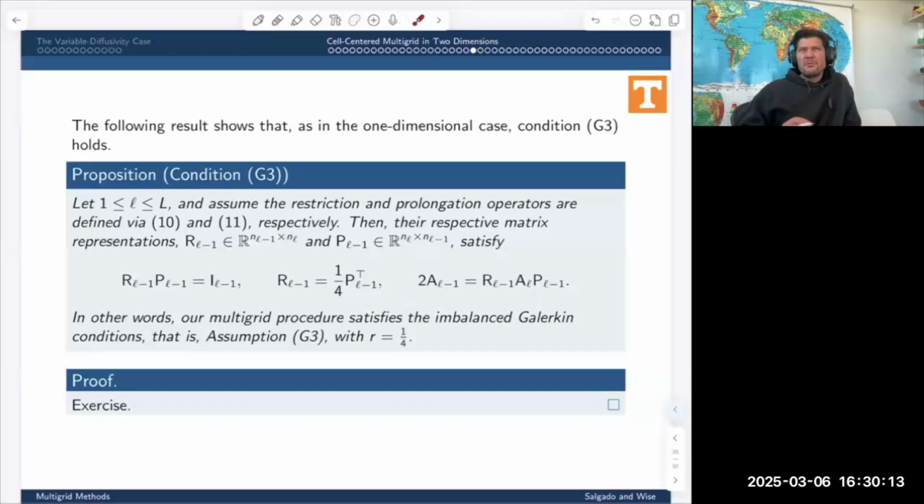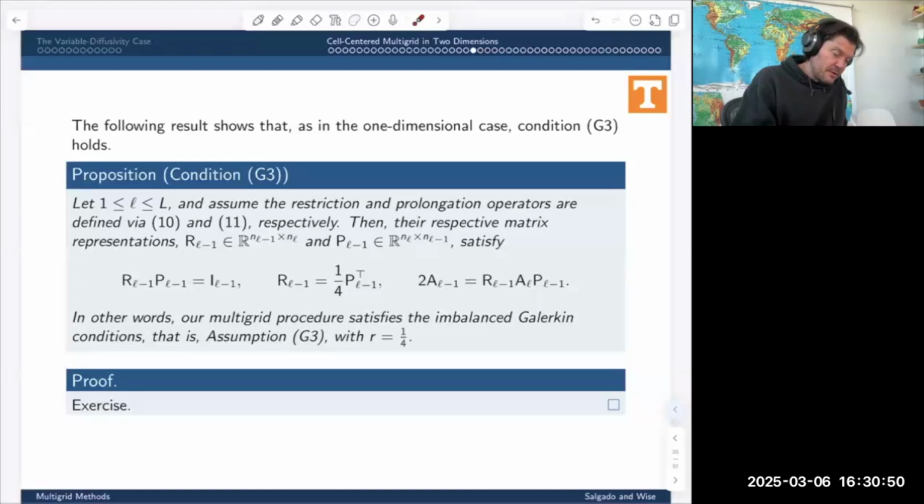It actually follows pretty directly. This one I'll go back and show you why it follows from the picture that we drew earlier. This next one might not be so clear, but once you write out the matrices, it becomes clear that the restriction matrix is equal to 1/4 of the transpose of the prolongation matrix. Okay, so that's a very important relation. And then finally, this relation says that the imbalanced Galerkin condition holds.